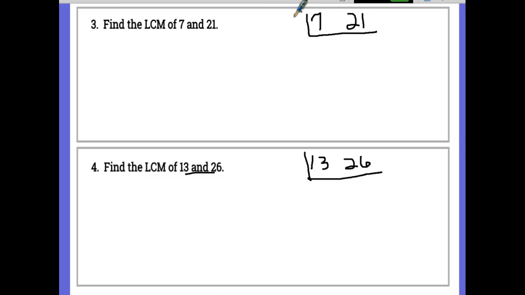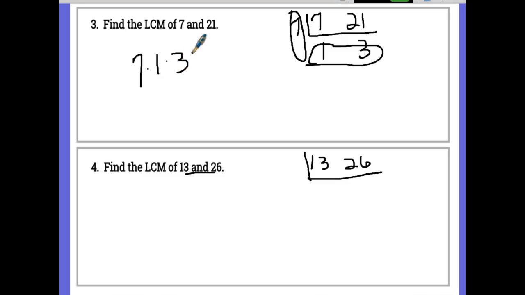7 and 21. Well, the only prime number that can go into 7 and 21 is 7. 7 goes into 7 one time. 7 goes into 21 3 times. I'm going to circle on the left side. I'm going to circle the numbers at the base, and I'm going to multiply 7 times 1 times 3. 7 times 1 is 7. 7 times 3, 21 is your least common multiple. 21 is the first multiple that 7 and 21 share.